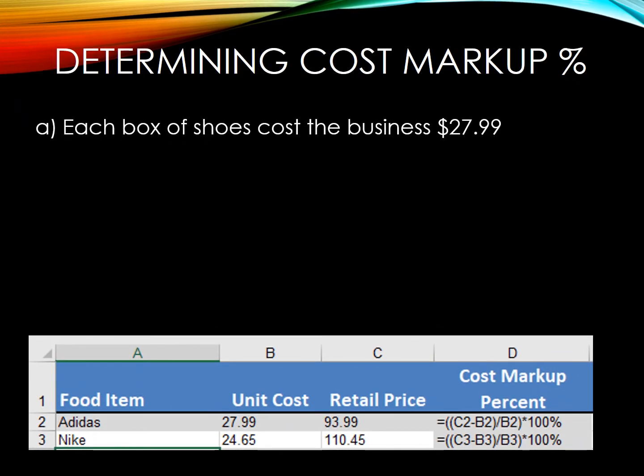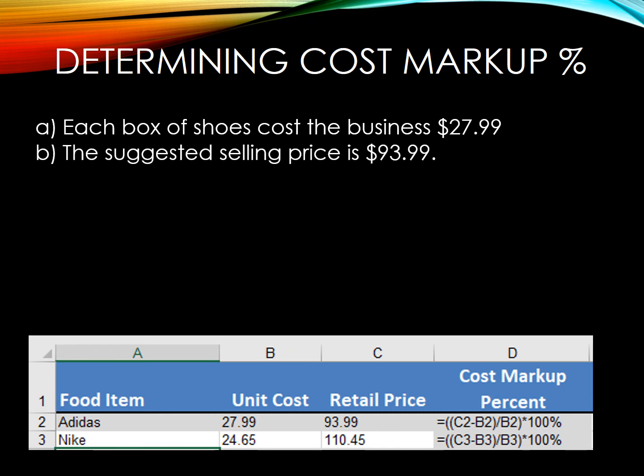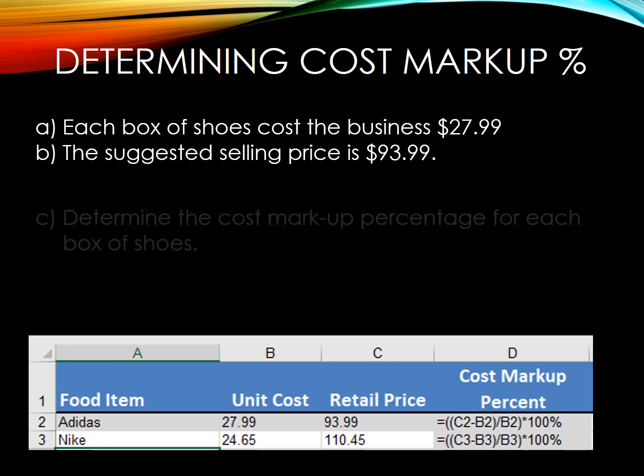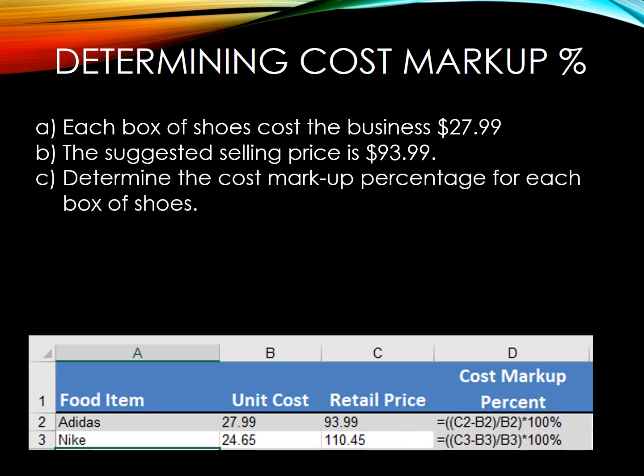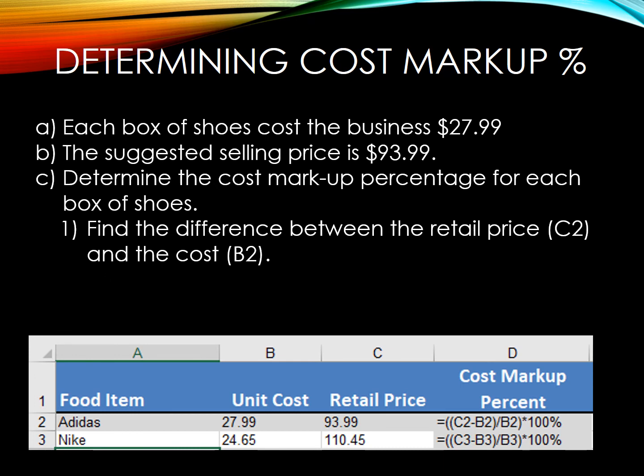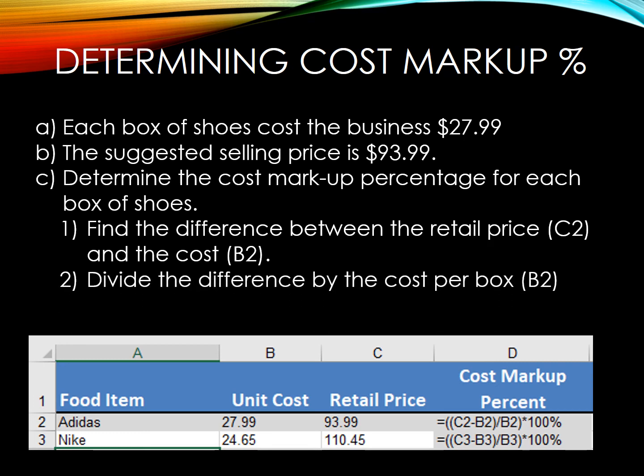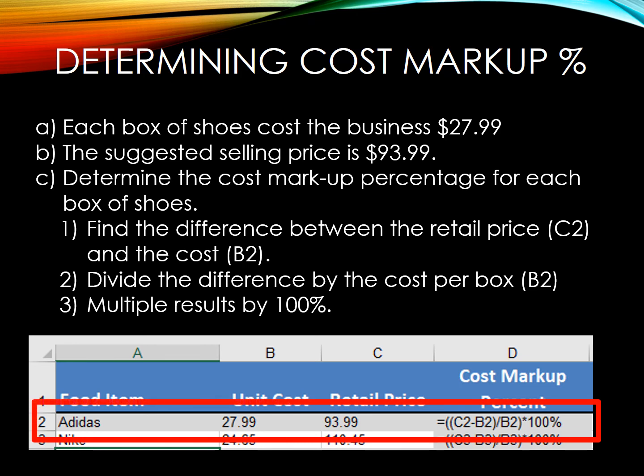Determining the cost markup percent. Each box of shoes costs the business $27.99. The suggested selling or retail price is $93.99. To determine the cost markup percent for each box of shoes: 1. Find the difference between the retail price and the cost. 2. Then divide the difference by the cost per box. 3. Multiply the results by 100%.